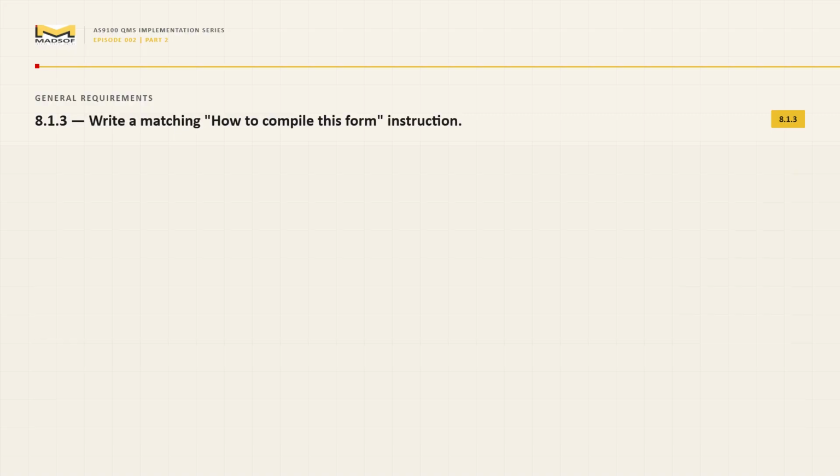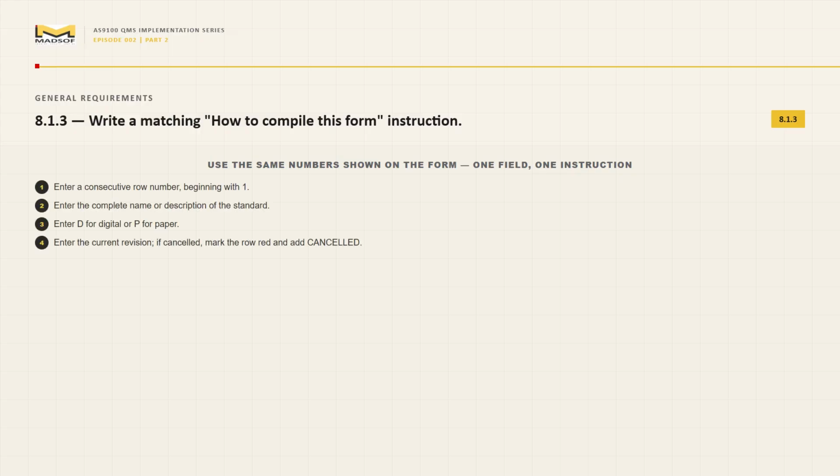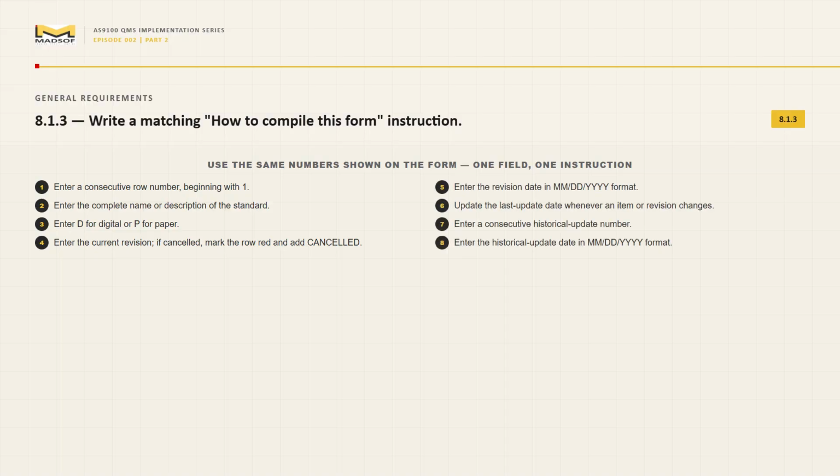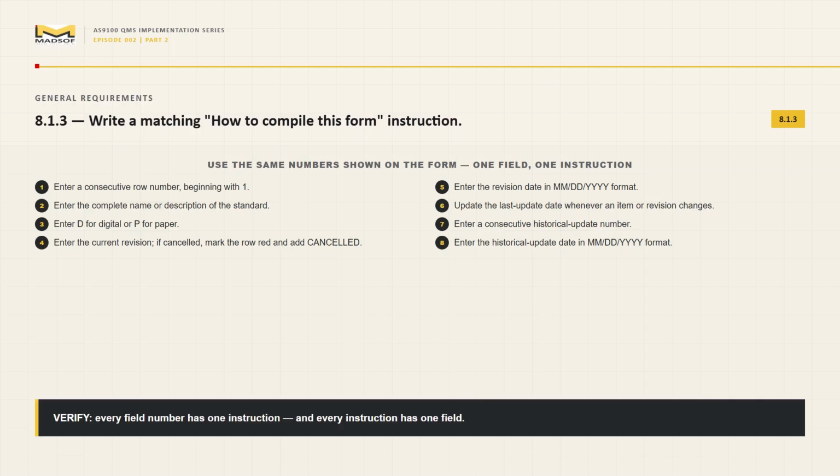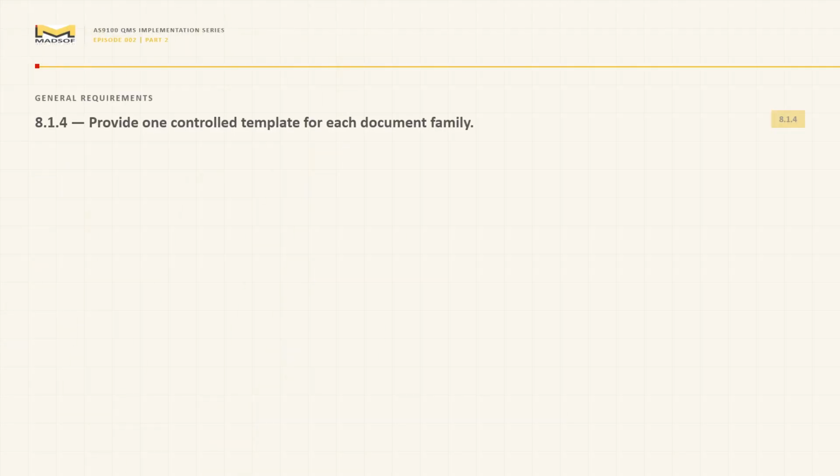Immediately after the form, add a section titled How to Compile this form. Use the same control numbers and explain what belongs in each field, the required format, and any applicable decision rule. For example, define whether the entry is a document or a process, how cancellation is identified, and how dates must be entered. A properly designed form should not require its creator to explain every box. With that principle established, let's standardize the document formats.